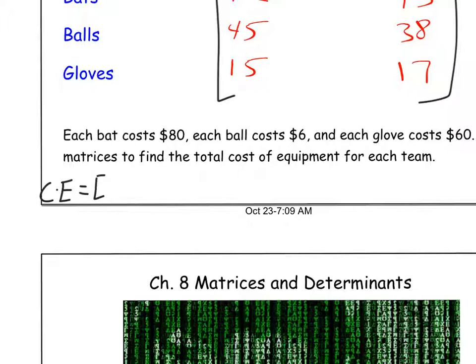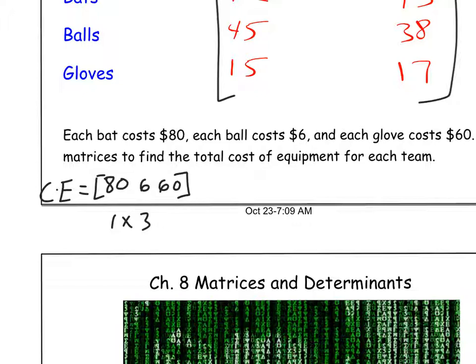Now I need a matrix for cost. This is probably the toughest part, is I got to set this up so that it's going to work. Okay? I'm going to go like this and say 80 for a bat, 6 for a ball, 60 for a glove. We talked in day 2 that the order that you multiply matrices are really important, because if it's not in the right order, it very well may not work.